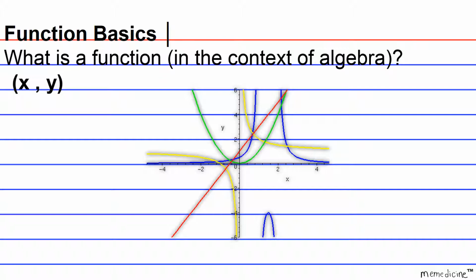And we know that they're all functions because they pass something called the vertical line test. And the vertical line test says that if you draw a vertical line through any of these functions, it should only touch at one spot. And all of these pass the vertical line test, okay? All right, so that's that.